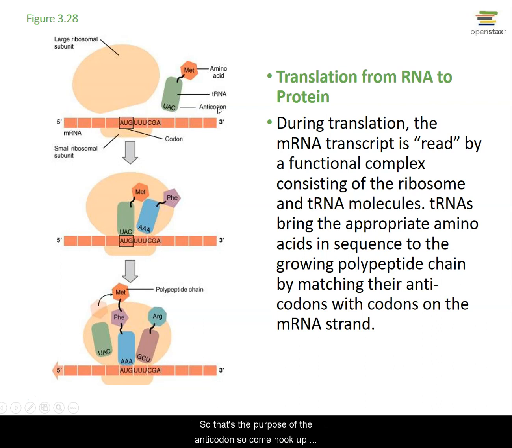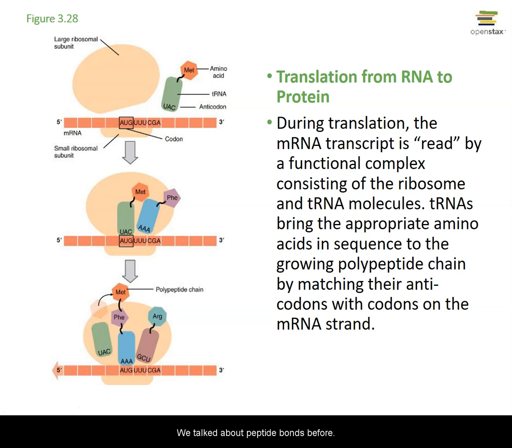So that's the purpose of the anticodon. So it'll come hook up so that this amino acid can be brought in. And then as the next amino acid is brought in to match up with this codon, those two amino acids will form a peptide bond. And then dipeptide to polypeptide chain.